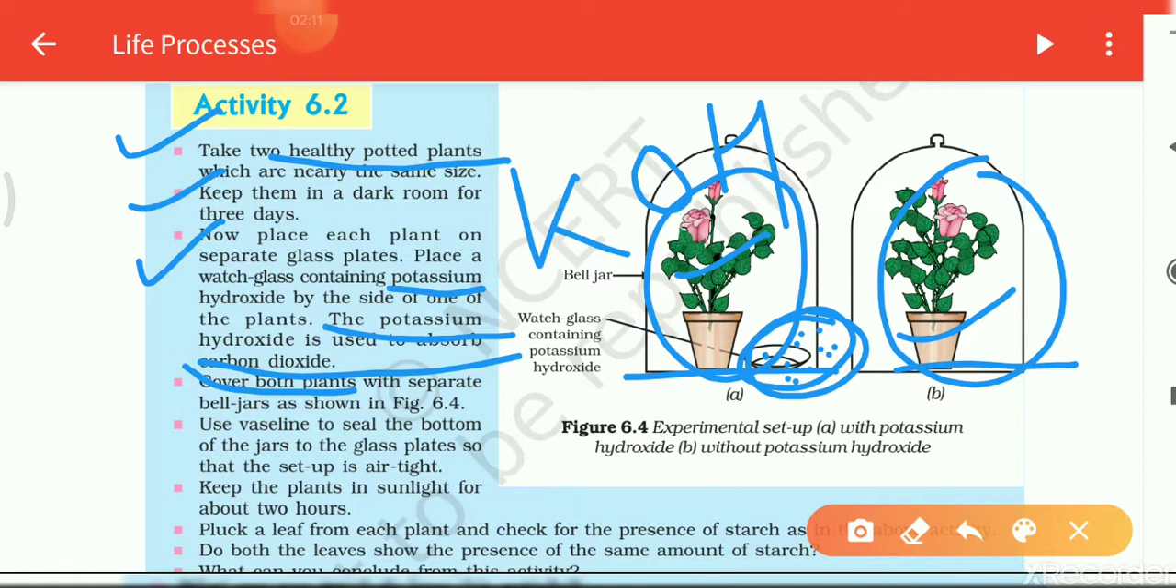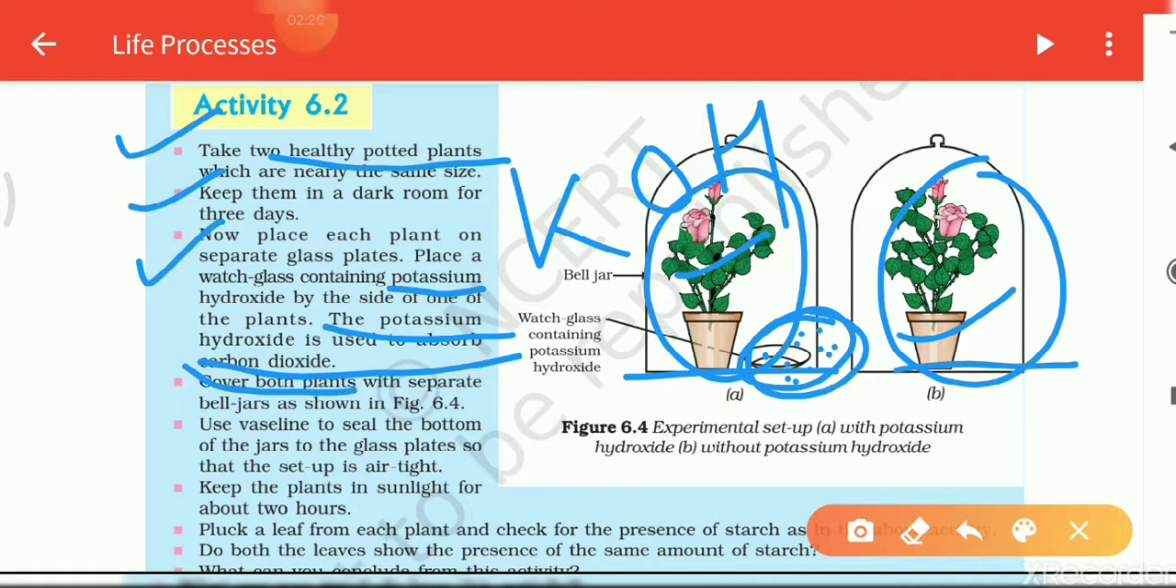Then why do we keep the potassium hydroxide here by this potted plant? Because if any carbon dioxide is left inside this plant's jar, then this potassium hydroxide can absorb it.